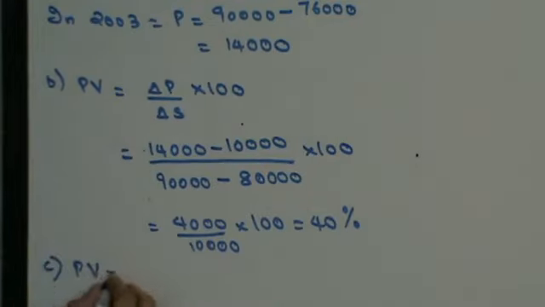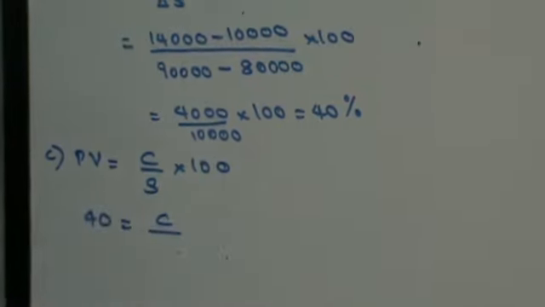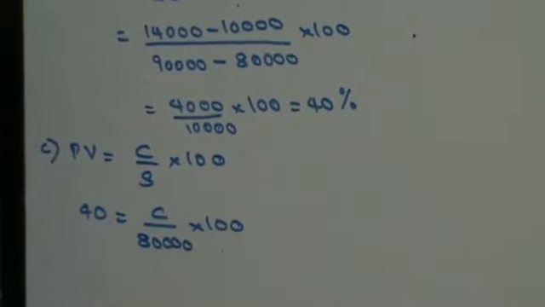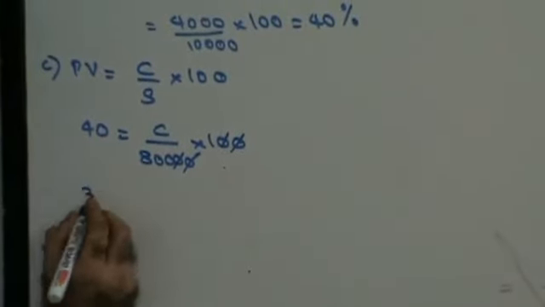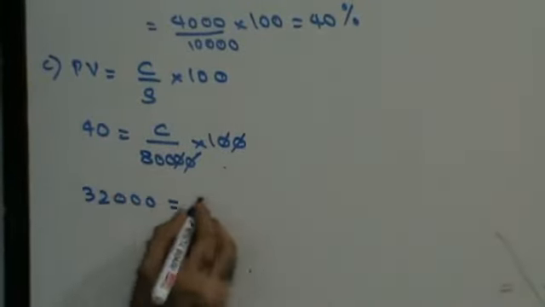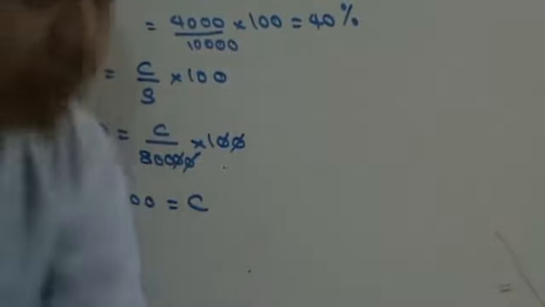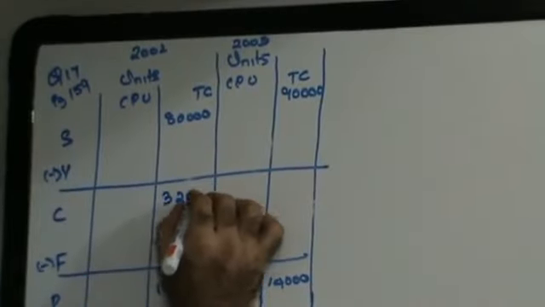Right? Once I get PV, I can use the PV formula again. I can say PV is also C upon S into 100. PV is 40, C upon S. You can take S of any period. Suppose I take the first period, this is going to be 80,000 into 100. 0 gets cancelled. So 4 8s are 32 and 3 zeros is contribution. So I'll come to know that the contribution is 32,000. Guys, see this. Contribution is 32,000.